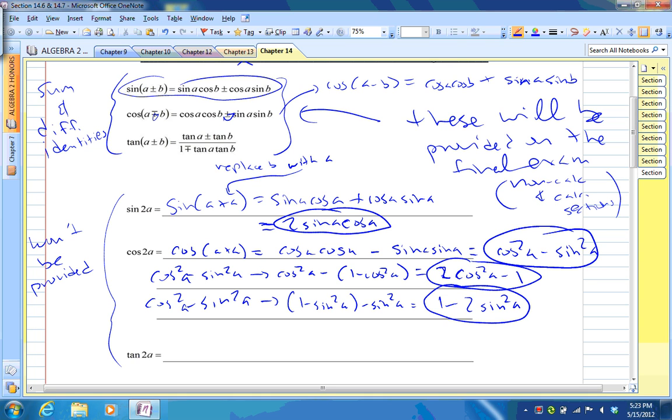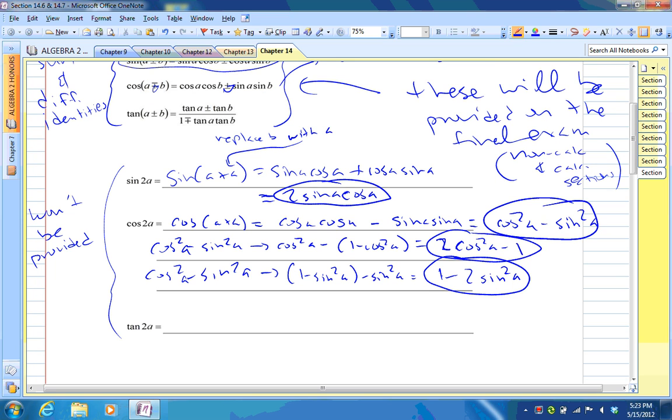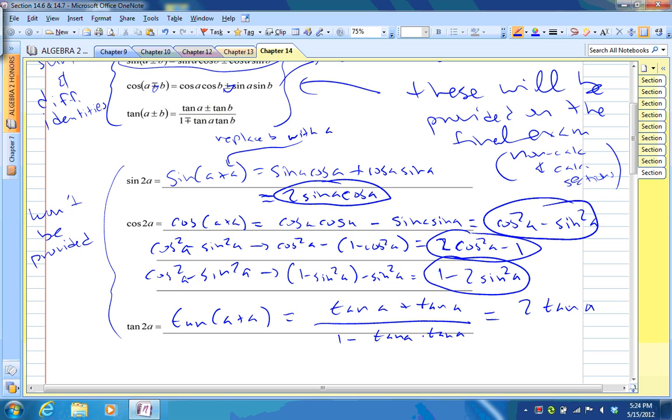And then finally tangent 2A, replace B with A. So we get tangent A plus tangent A over 1 minus tangent A times tangent A, which would be 2 tan A over 1 minus tan squared A.